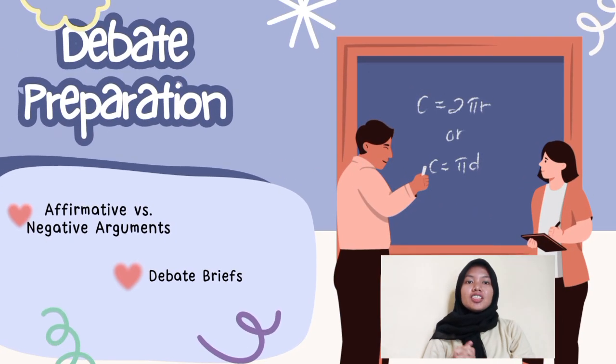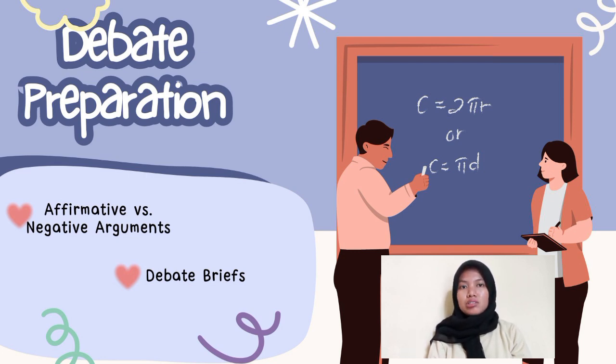The last one is debate preparation. Affirmative versus negative argument. Creating arguments for and against a proposition. The last is debate summary. Organizing arguments in a clear structure to support either the affirmative or negative side.